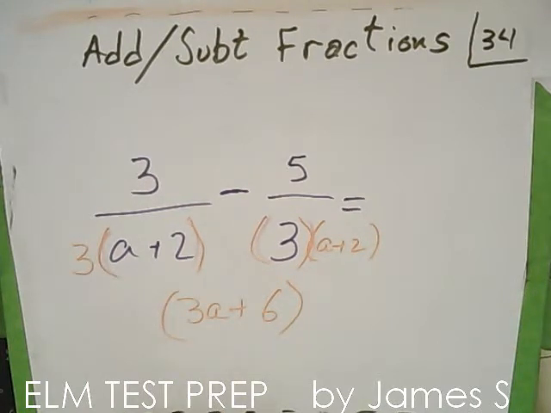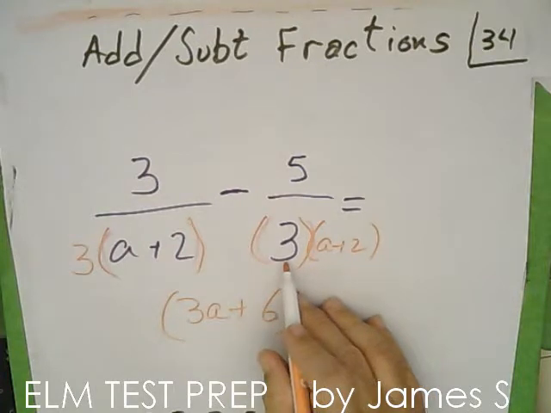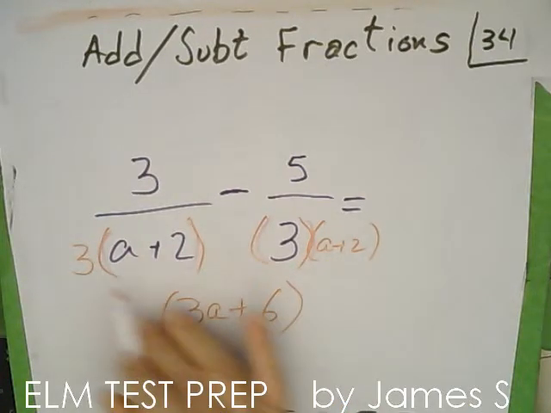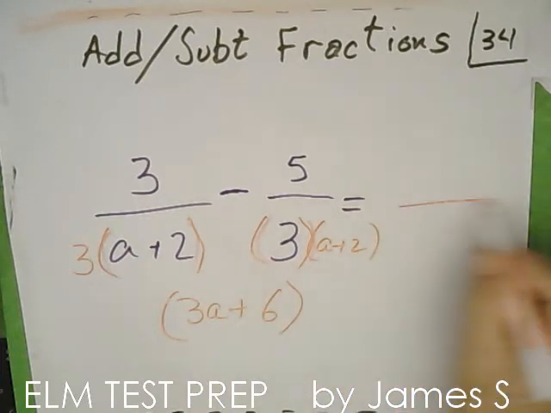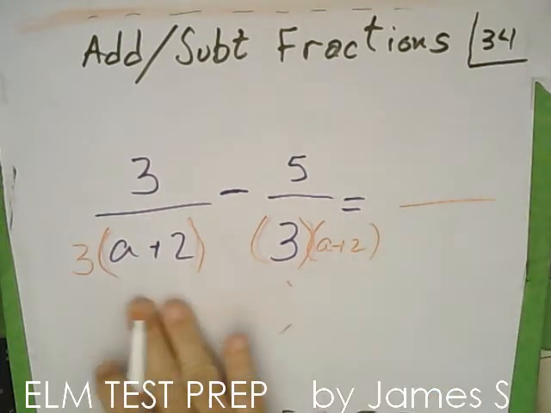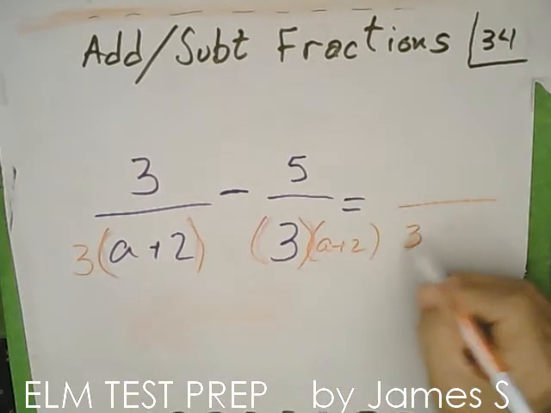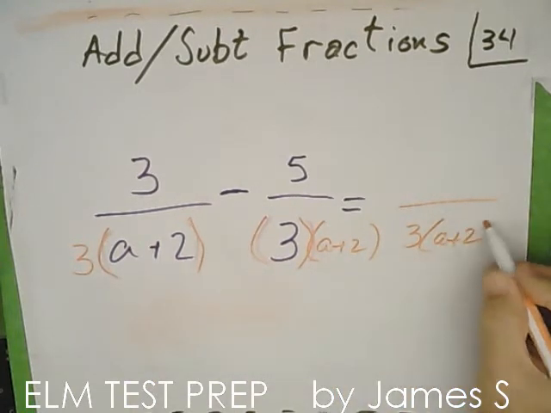Okay, so this is now 3 times a plus 2. This is 3 times a plus 2. I could have just left it as that for my denominator, but I'll tell you what, I'm just going to leave it as that. 3 times a plus 2.